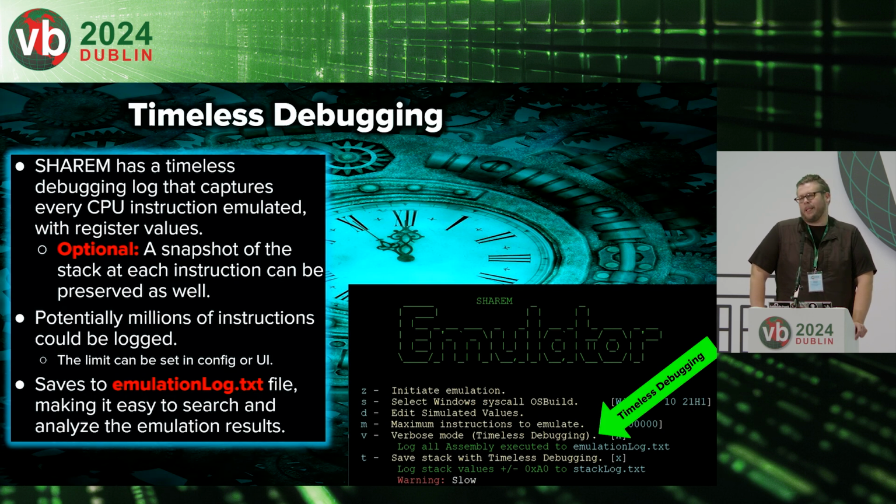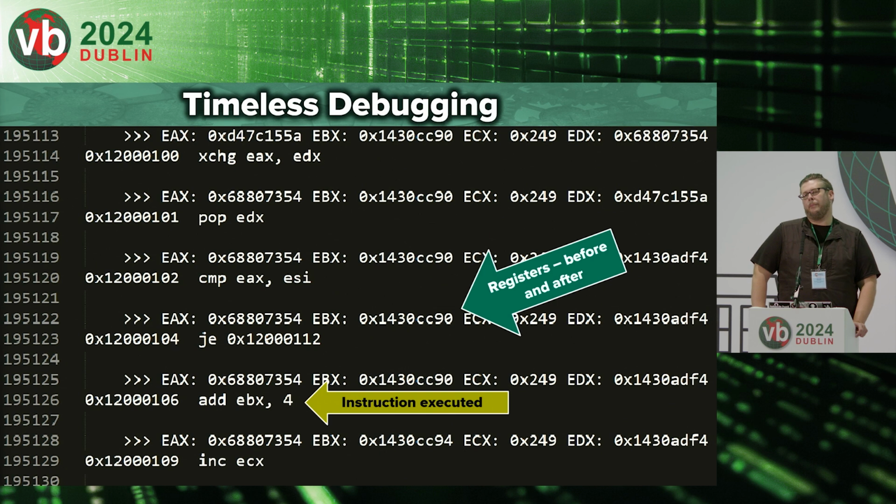So another feature we have is timeless debugging, where we can log different CPU instructions, the register values both before and after. And you have a number of different options there. And it'll produce it as an emulation_log.txt file. It's maybe not the best way to do it, but we do get the information there. And so if you want to go review what happened over the course of a Windows shellcode, then you absolutely can do that and maybe figure out why something behaved in a certain way or not.